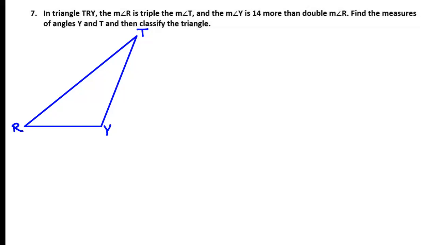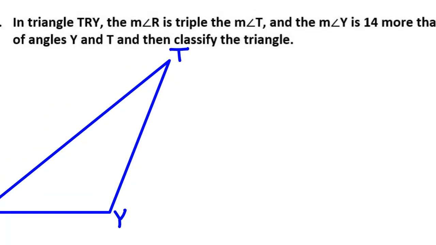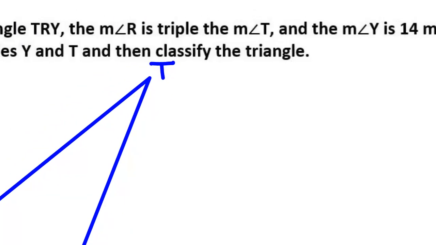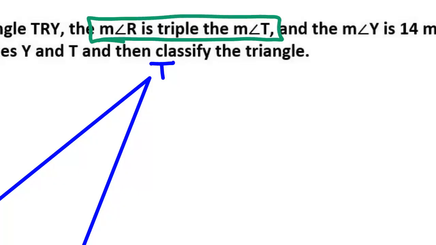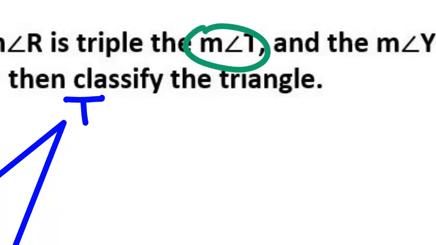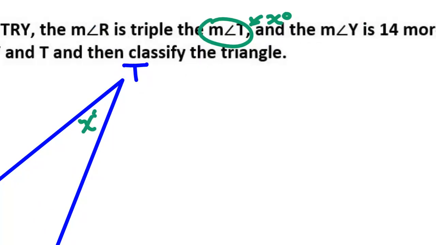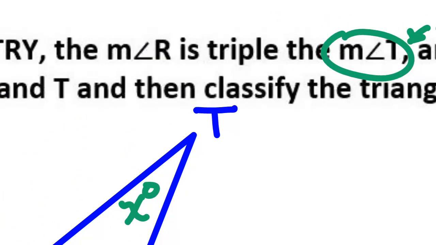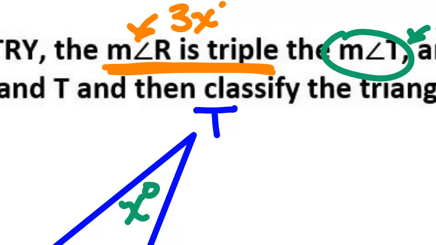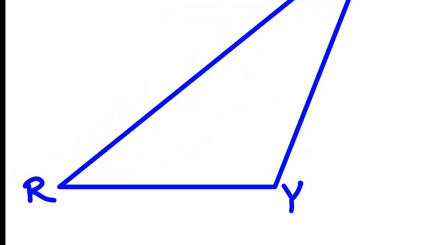All right, let's look at this one. It says in triangle TRY, the measure of angle R is triple the measure of angle T. So which one of those, R or T, should we call X? Measure of angle T. So we're going to call this one X degrees. So X degrees goes right here. And so then how big is angle R? 3x, yes. Angle R would be 3x degrees.